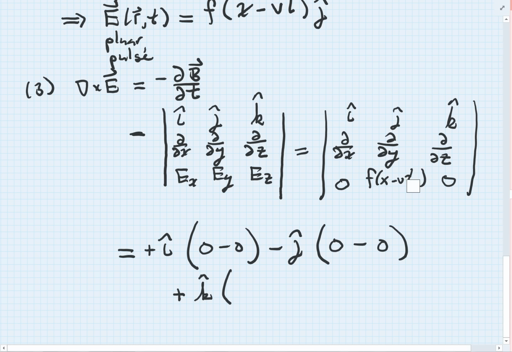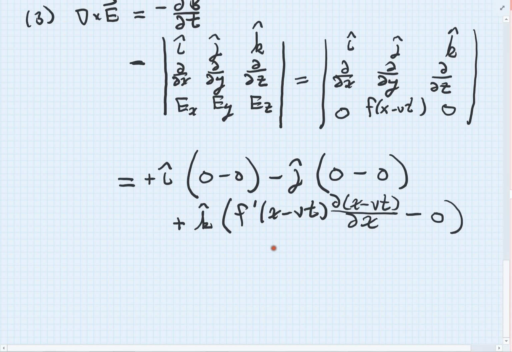So writing this out carefully, what we have is f prime, because we're doing the x derivative of f, of x minus vt, times the derivative of the inside, which means partial of x minus vt with respect to x. That's the chain rule. And then minus, we're doing this k component, the y derivative of 0, which is, of course, just 0. As we see, this term is 0, this term is 0. We don't have to worry about that 0.